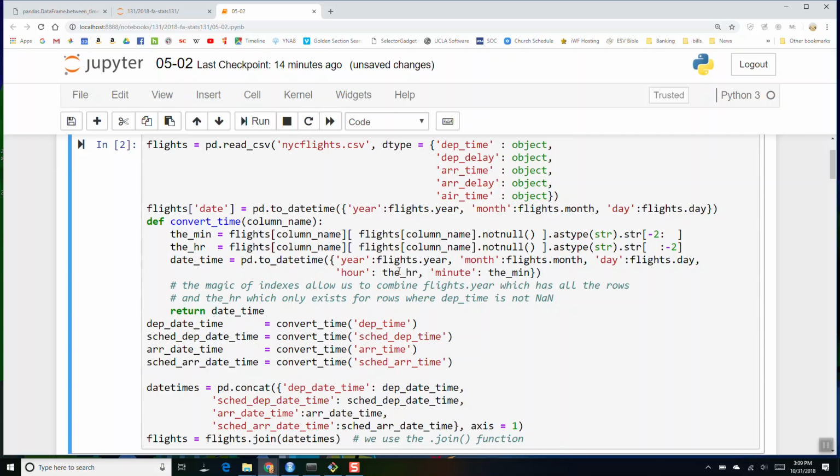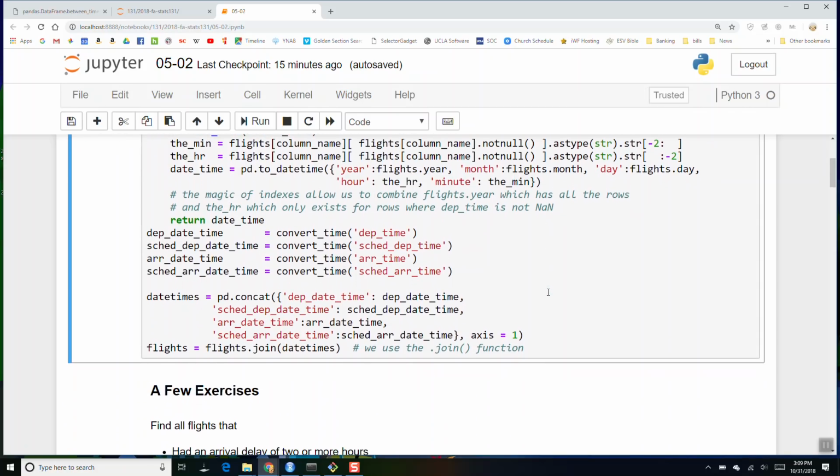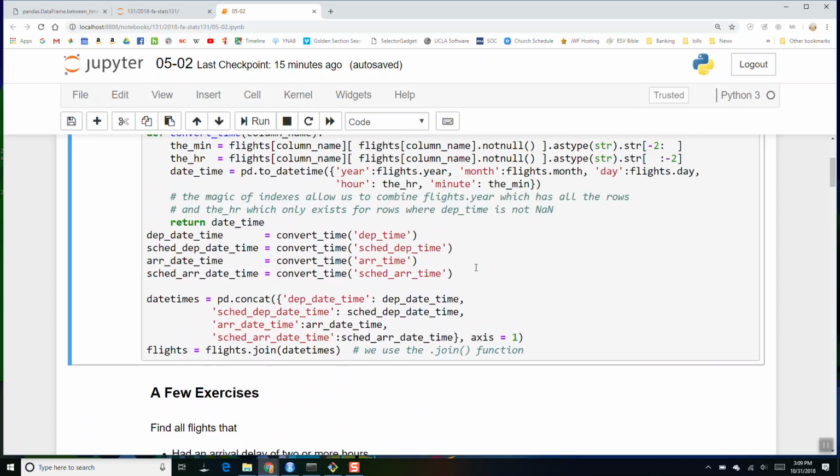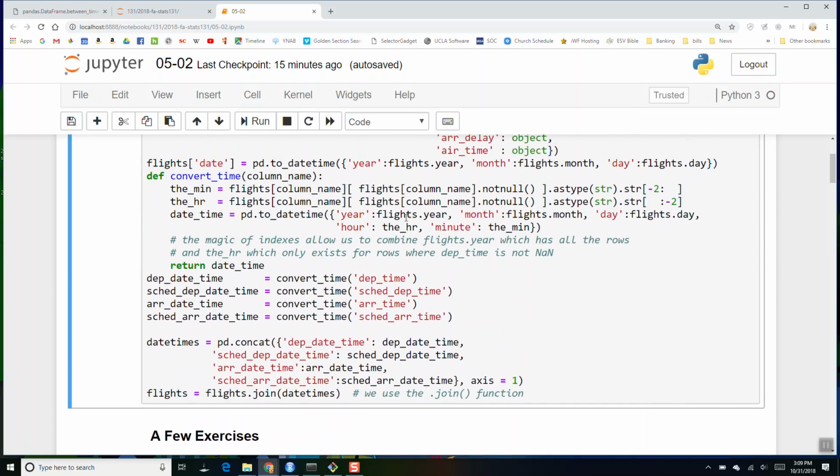We turned things into objects, and then we took the last two characters and the first two characters to get the hour and the minutes, and then we converted the datetime. The departure time and arrival time columns, the scheduled ones also, we turned into datetime objects by joining together the year, the month, the day, the hour, and the minute.